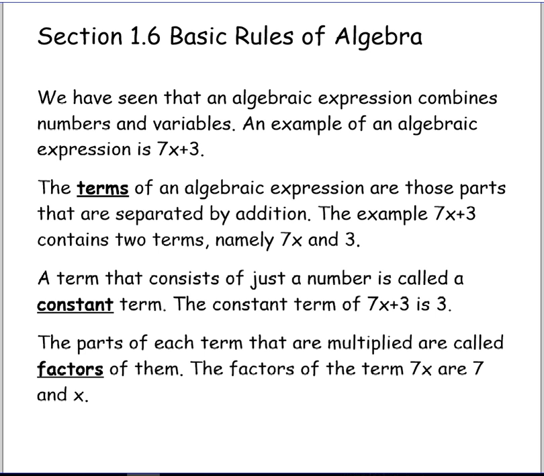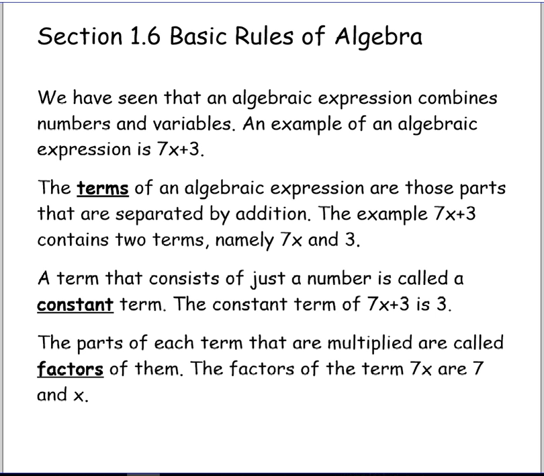The terms of an algebraic expression are those parts that are separated by addition, and it could be a subtraction as well, because subtraction is the same thing as adding opposites. So the example 7x plus 3 contains two terms, namely 7x and 3. A term that consists of just a number is called a constant term. The constant term of 7x plus 3 is 3.